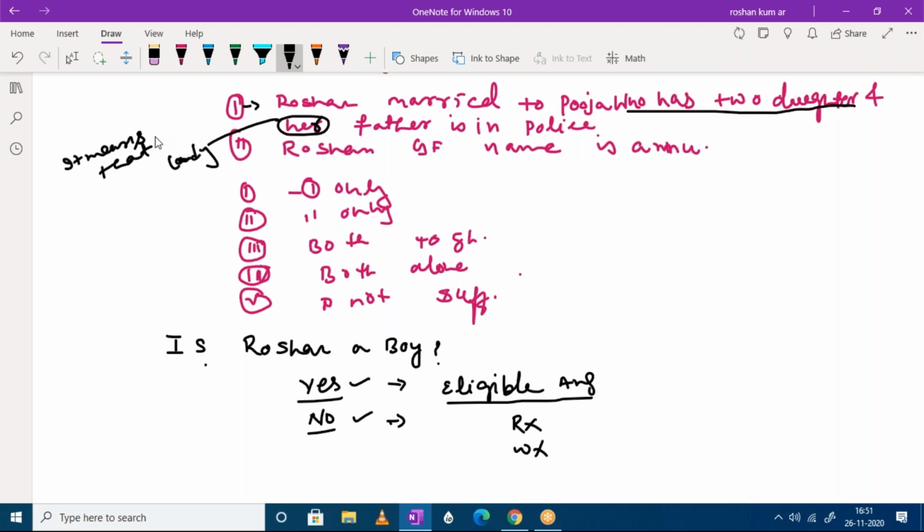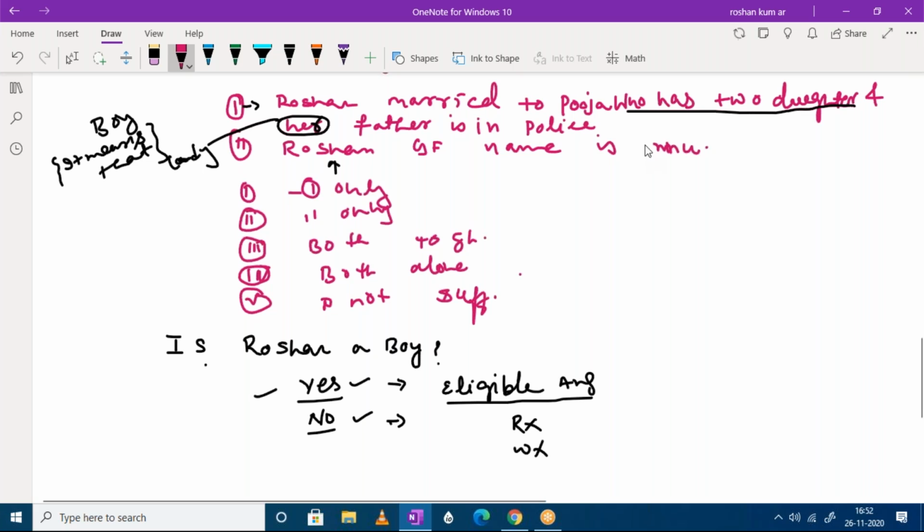But whenever we go to the second information, what is the name here? Roshan's girlfriend's name is this. Now purely with a name, you cannot conclude anything. It could be a name of a boy, it could be a name of a girl. There is no convention that only a boy can have the name Roshan. I don't know how many of you are aware, but Roshan is a name of a lady also. It's possible.